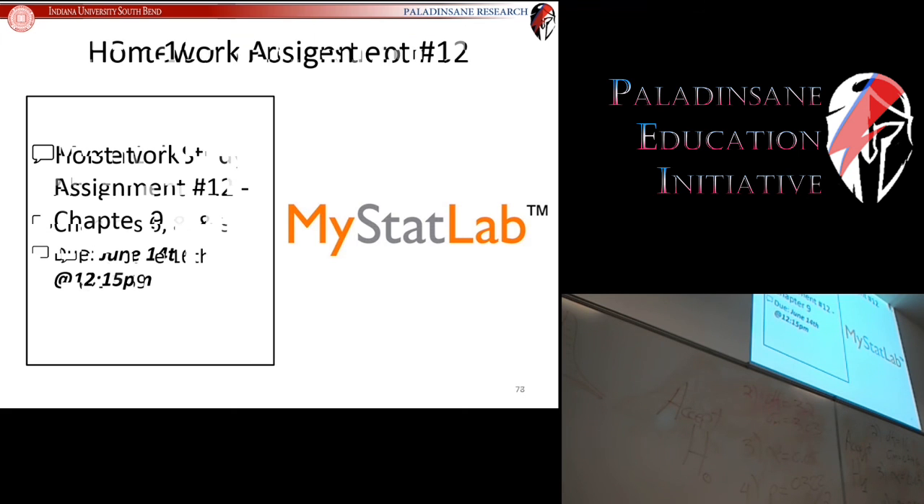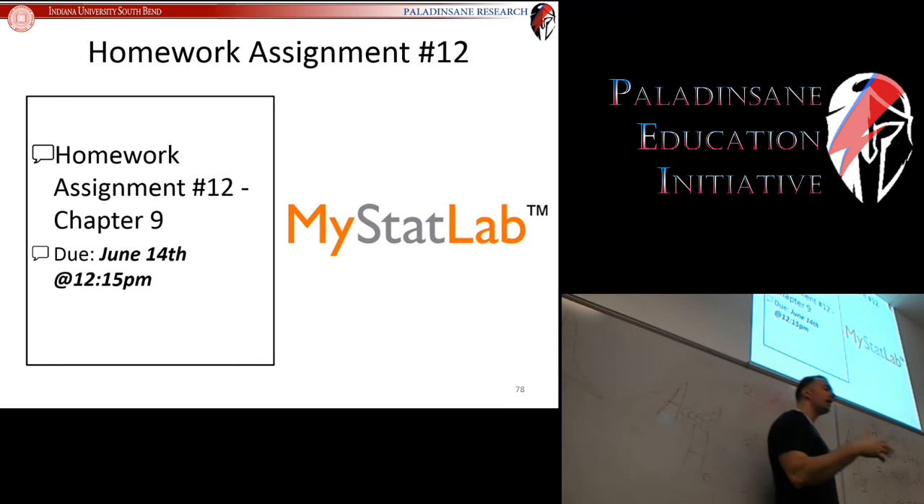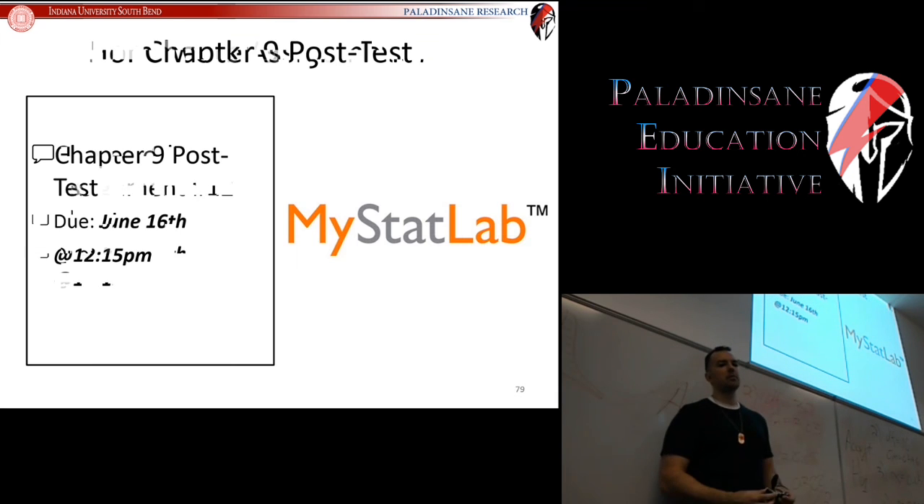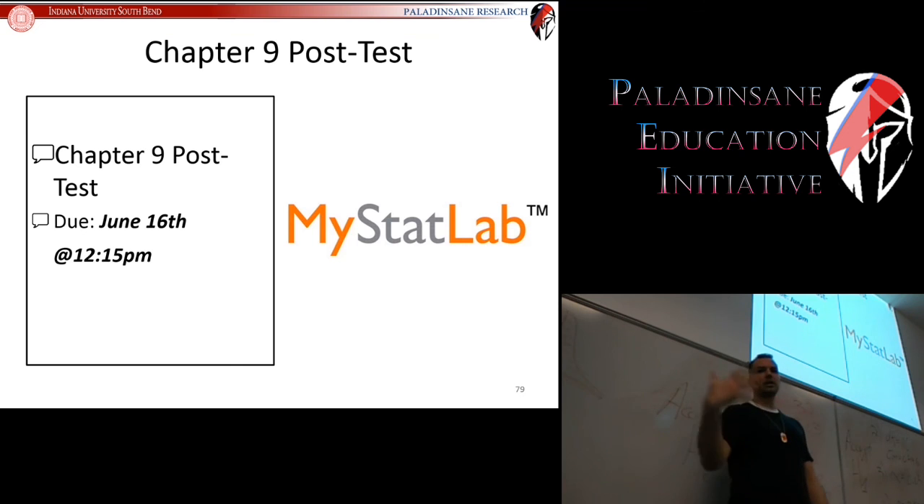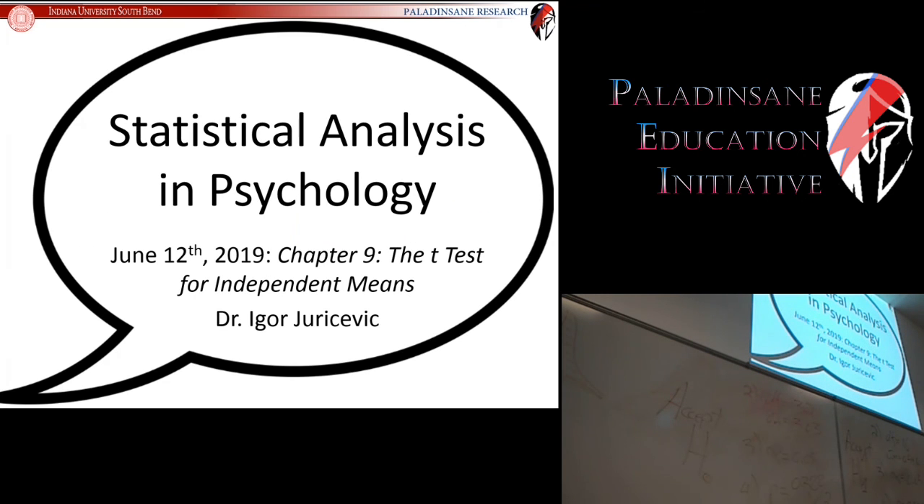All right, and do remember that homework assignment number 12, chapter 9, is due June 14th at 12:15 p.m. So there's a little bit of weirdness because of the exam that's coming up. But you are ready to go. You've got all the tools that you need for the Chapter 9 homework. And the Chapter 9 post-test is, again, a little bit of weirdness, due June 16th at 12:15 p.m. So please be aware of those. Don't miss those due dates, and max out your points for doing the work that you're doing. Other than that, that's what I wanted to cover for this first part.